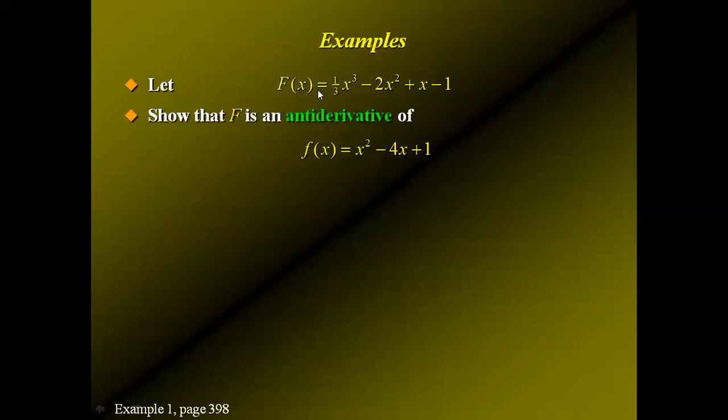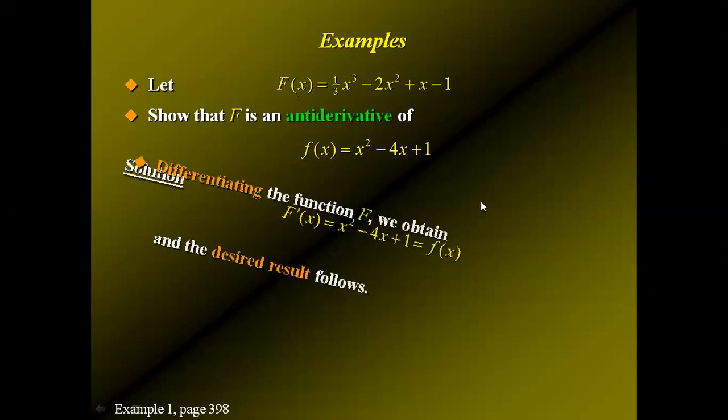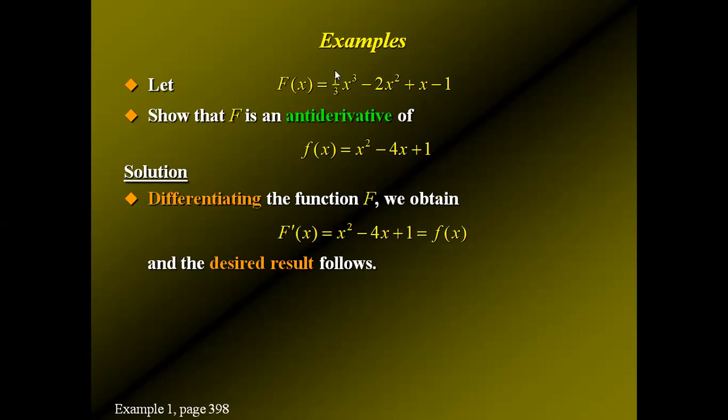Suppose this is the function F of x equals 1 by 3 x cube minus 2x square plus x minus 1. Show that F is an antiderivative of this. That means this capital F is the antiderivative of a small f. How will we prove this? First of all, take the differentiation of capital F. Differentiation of this, by the power rule, will be 3 into x to the power 3 minus 1. Okay, 3 cancels, will be x square.